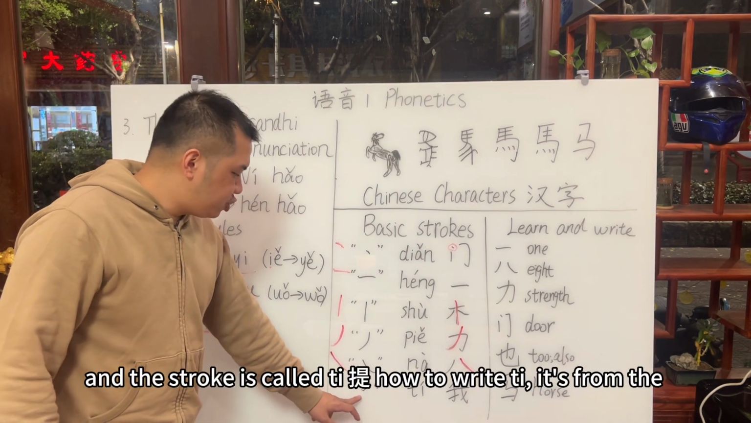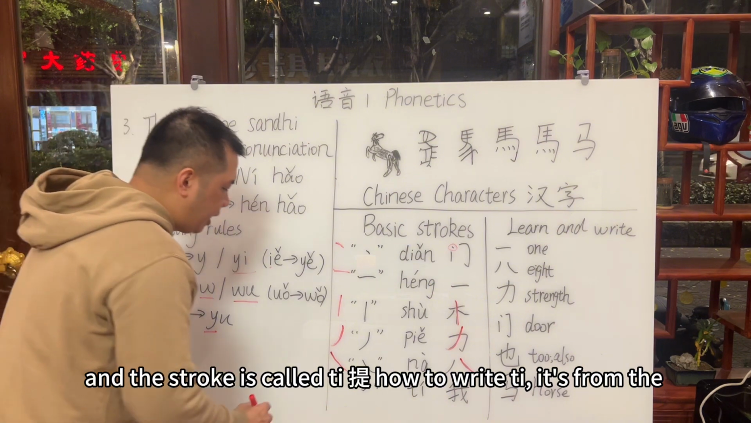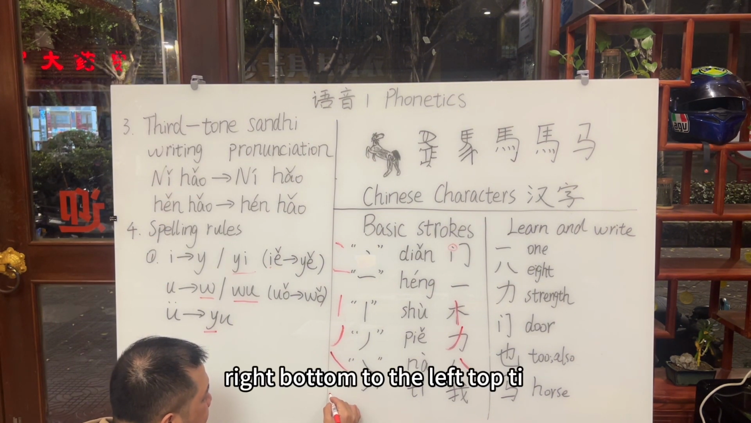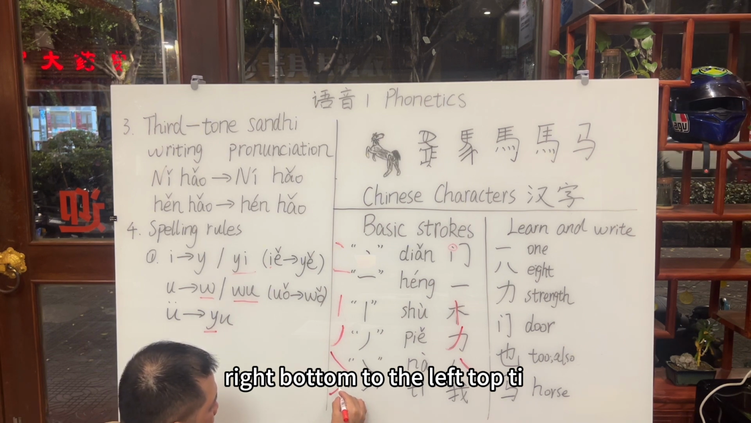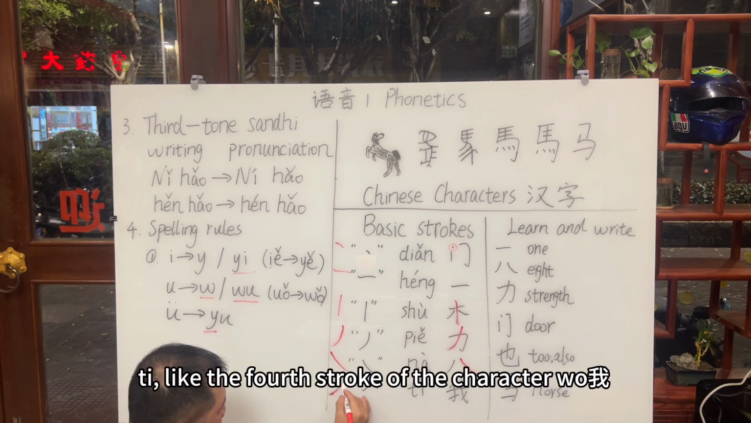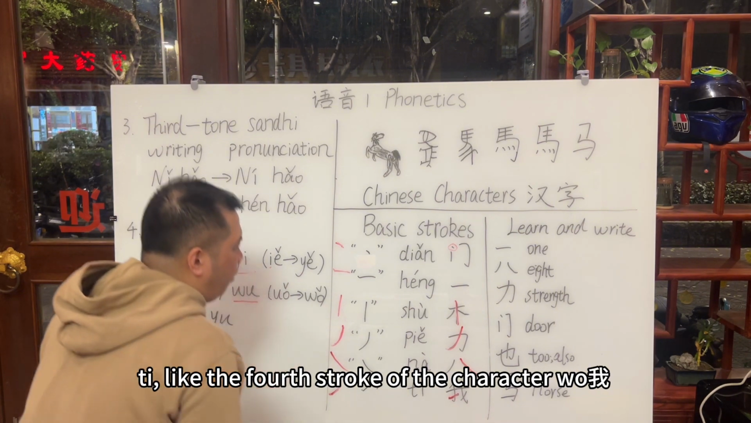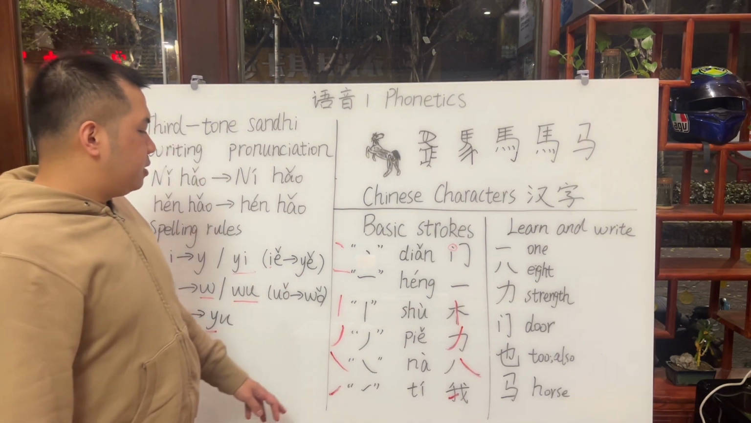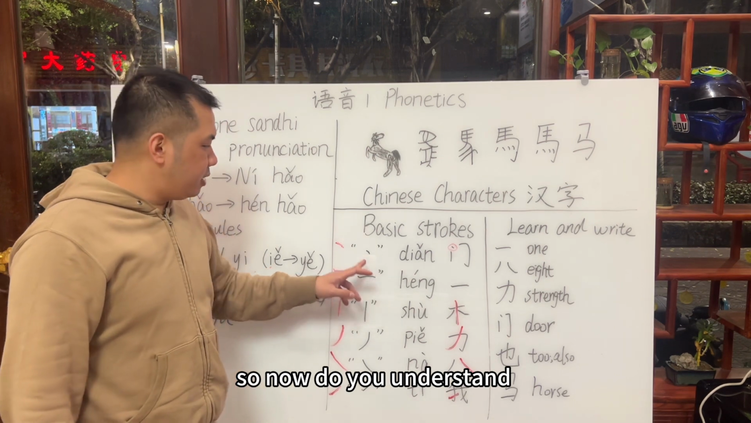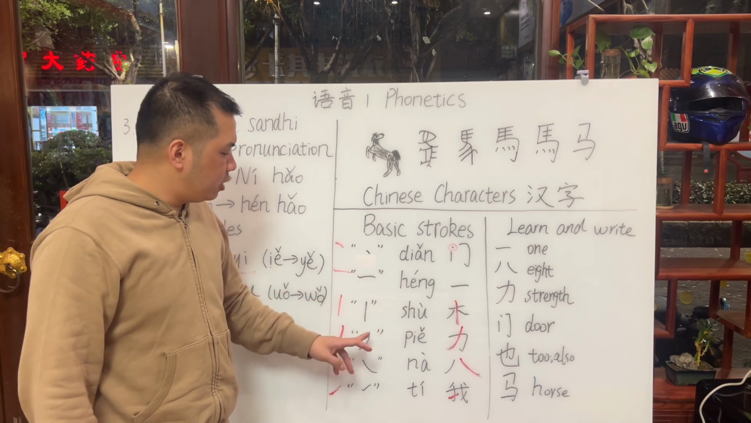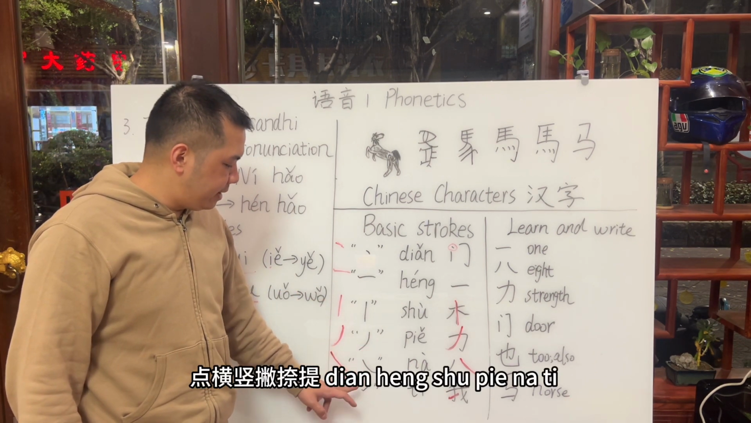And the stroke is called 提. How to write it? It's from the right bottom to the left top. 提. Like the fourth stroke of the character 我. So, now do you understand? These are basic strokes. 点, 横, 竖, 撇, 捺, 提.